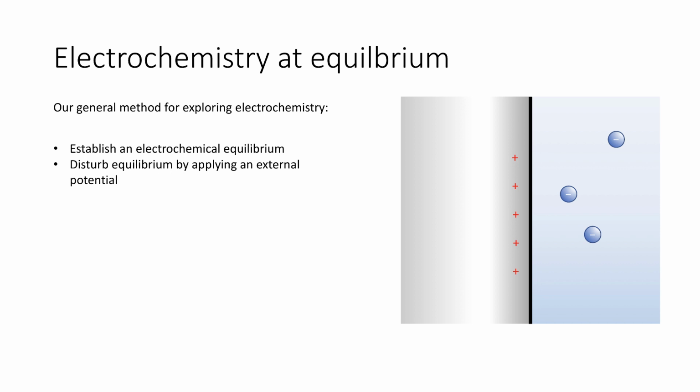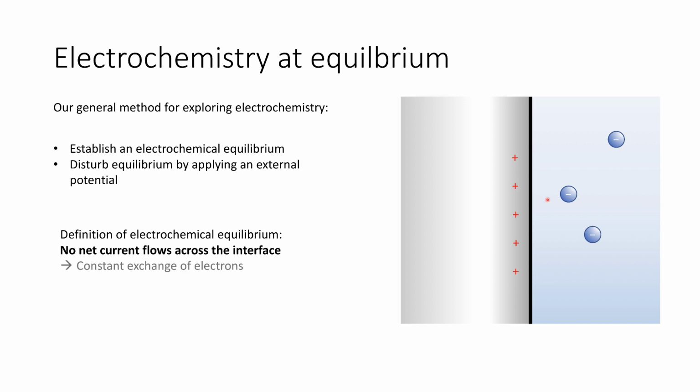Now, an electrochemical equilibrium is not the same as a chemical equilibrium, but the definition is we're looking at no net current flowing across the interface. So if we look at what's going on in this interface here, there will be a continuous, constant exchange of electrons, but there is no net current flowing. So this is a dynamic equilibrium. This is different from a chemical equilibrium. It is an electrochemical equilibrium.